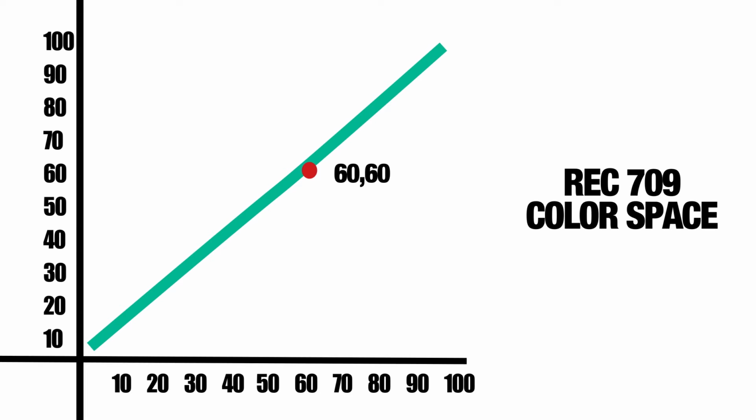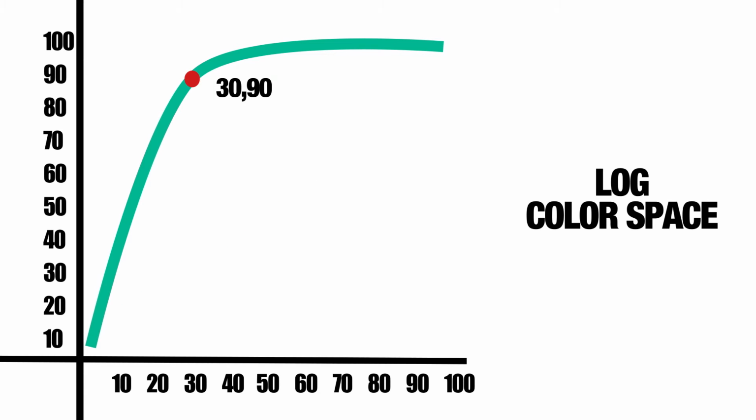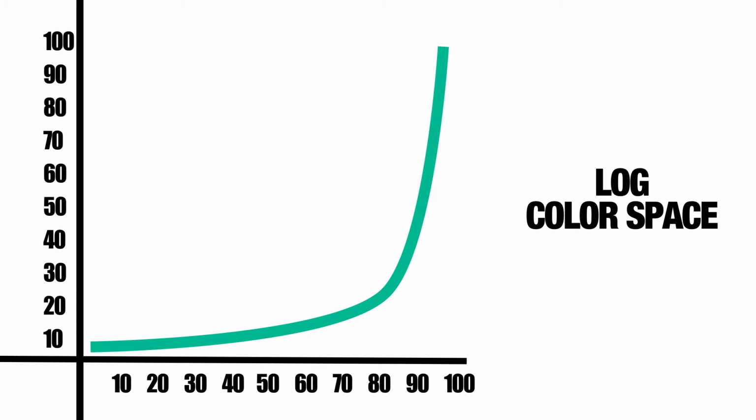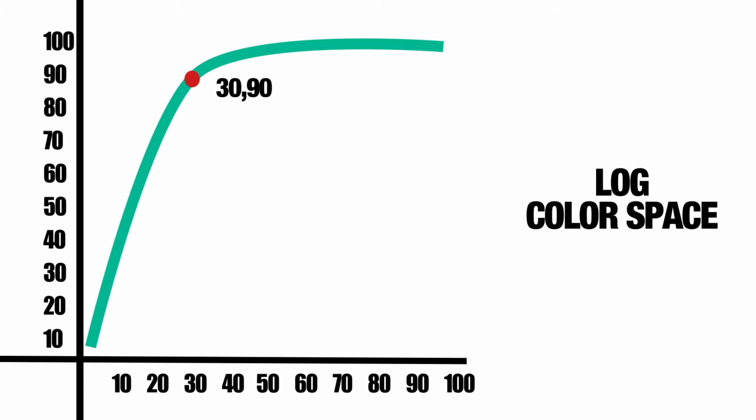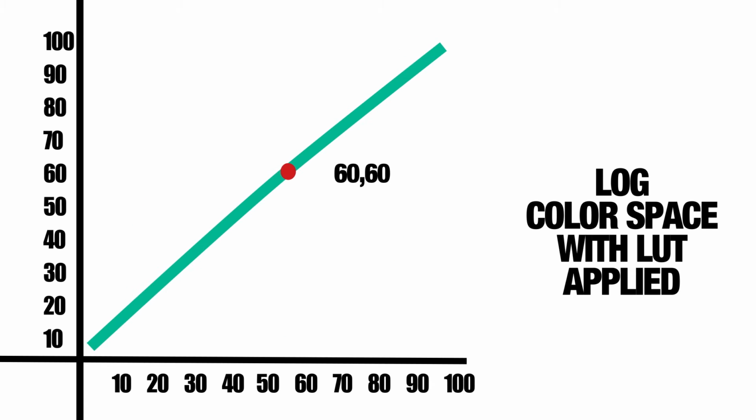Confusing? Yes. But if we look at this graph, I'm going to try to explain what's going on in a practical sense. Our color red here in Rec 709 is at 60 and 60. On this graph, the log curve bends it to 90 and 30. So when we apply a LUT to this footage, the LUT looks something like this. It's the inverse of our curve. So when we apply a LUT that has a curve like this to our log footage that looks like this, it ends up doing this. It makes that curve linear, and it looks normal.